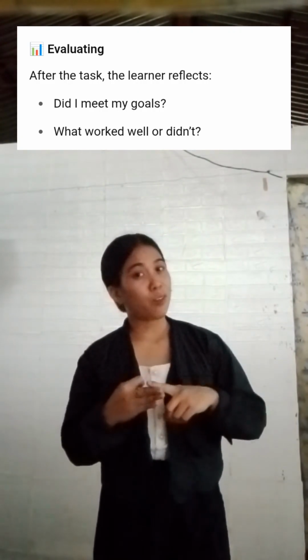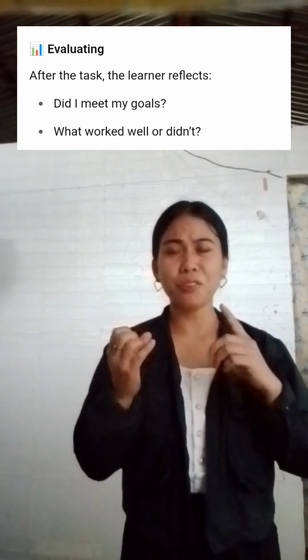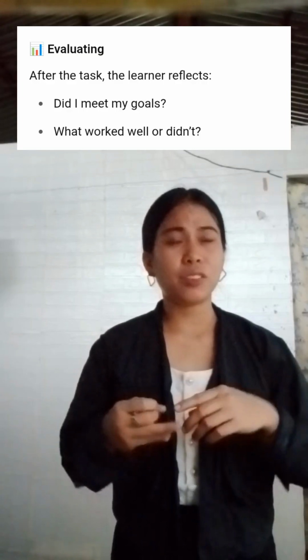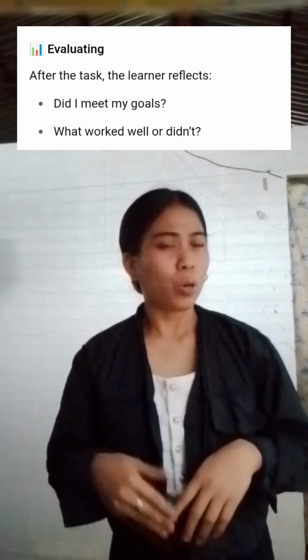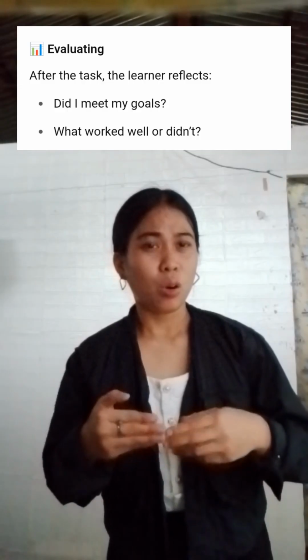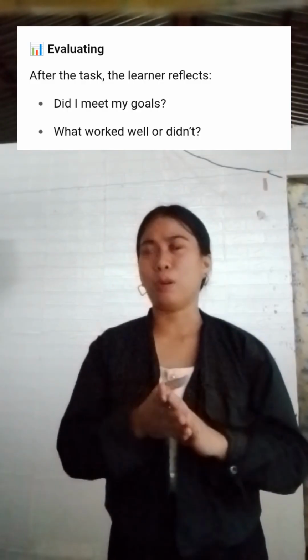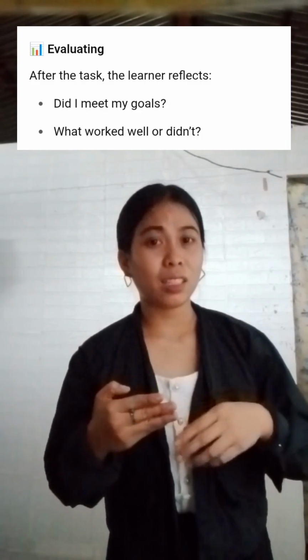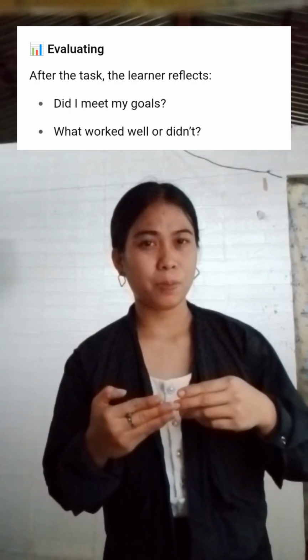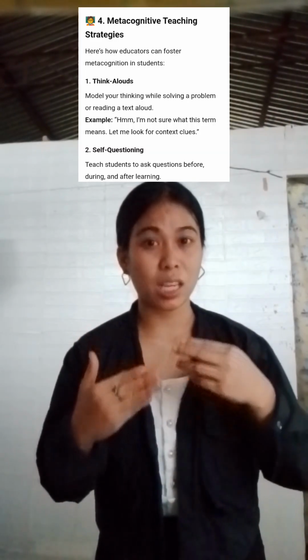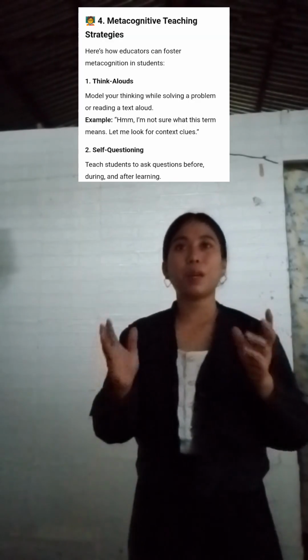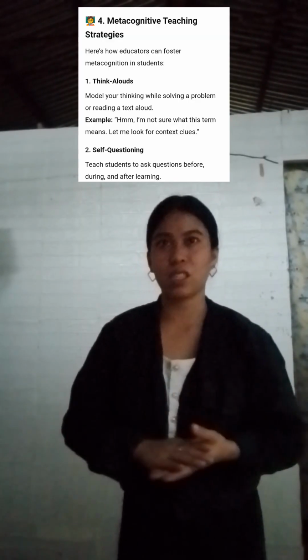Third one is evaluating. After the task, the learner reflects. Did I meet my goals? What worked well or didn't? Example, highlighting didn't help much. Next time, I'll take notes.